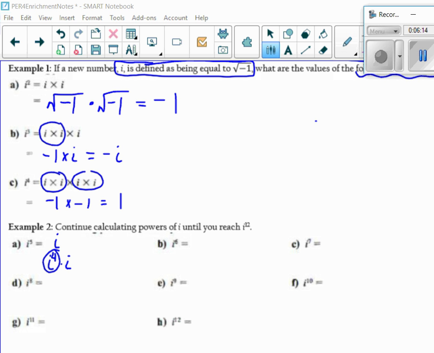Okay, what did you get for i to the power 6? Negative 1? Well, the way you can think about this is i squared to the power 3. Do you understand that that's the same thing? And what was i squared again? Negative 1 to the power 3, so it's negative 1. Yeah?